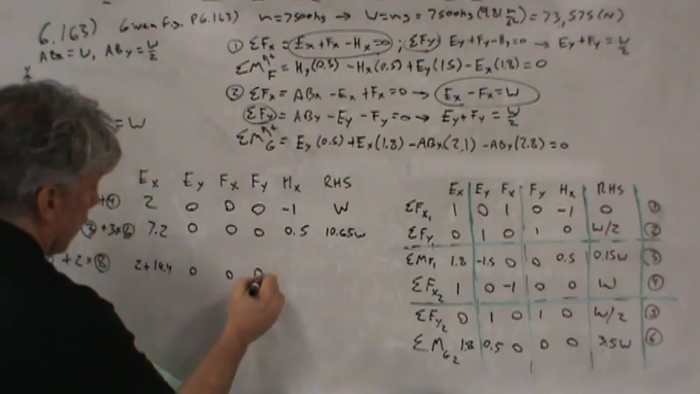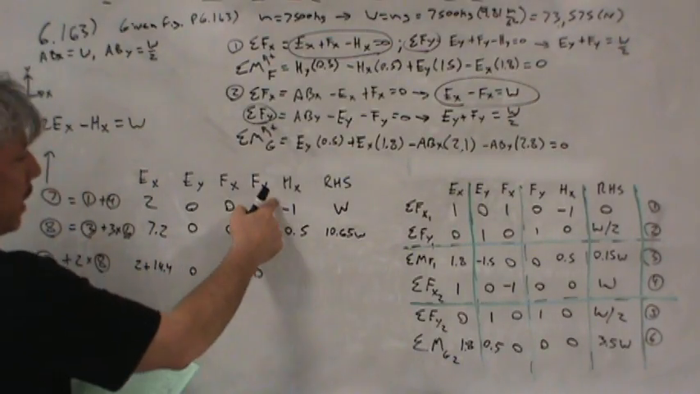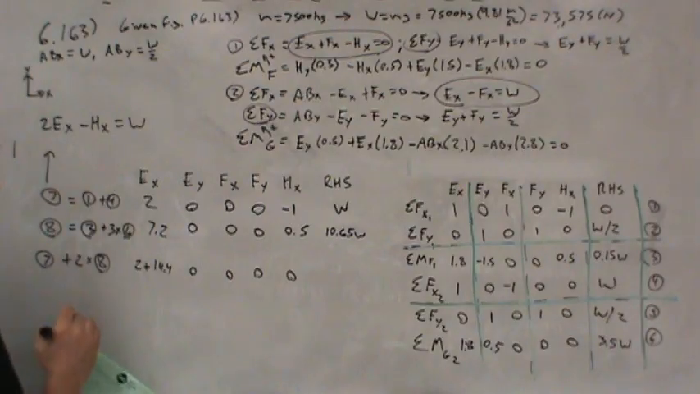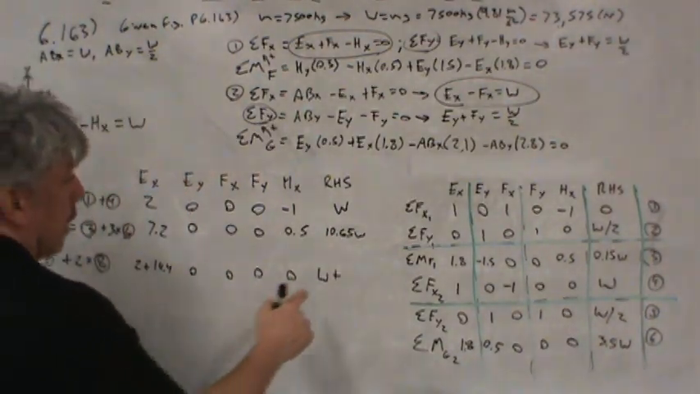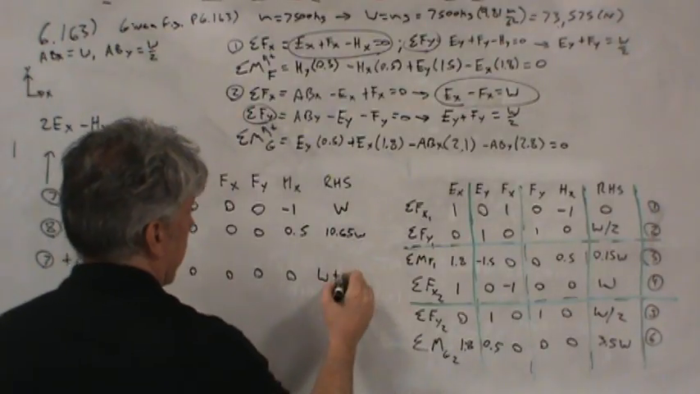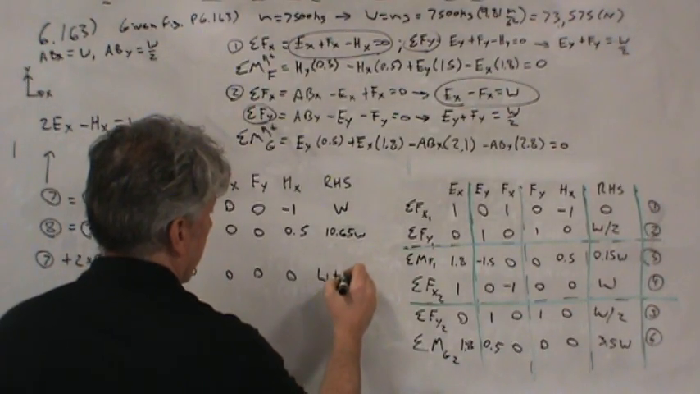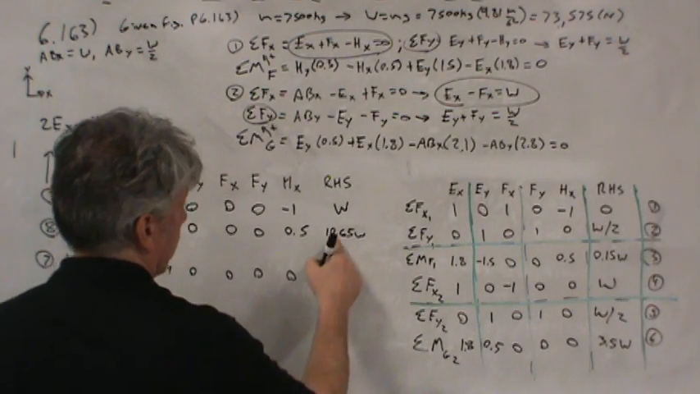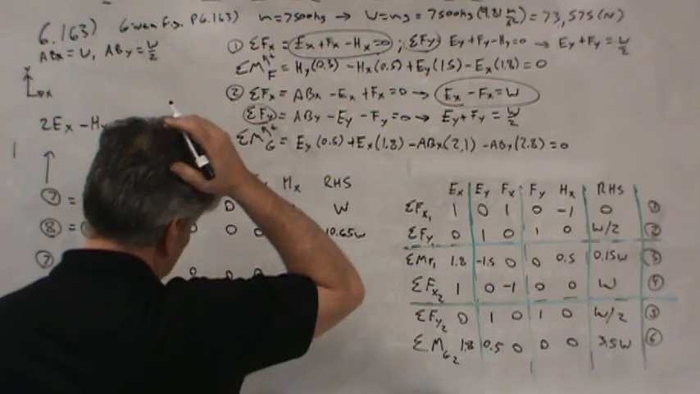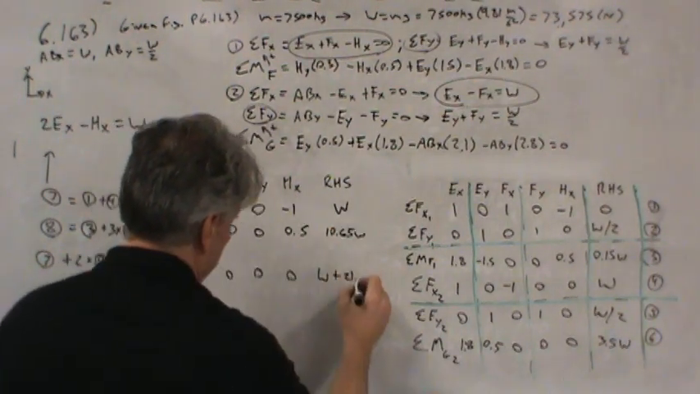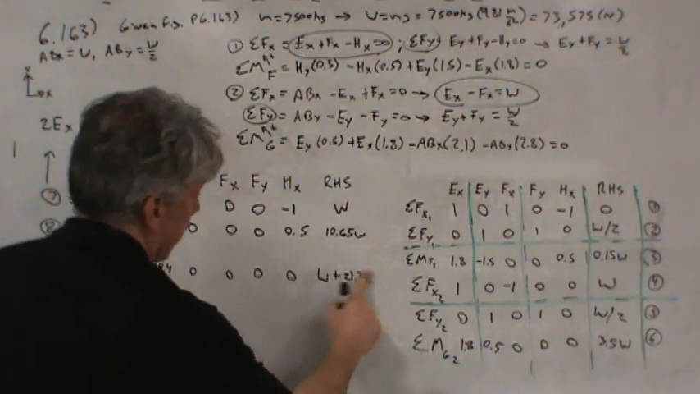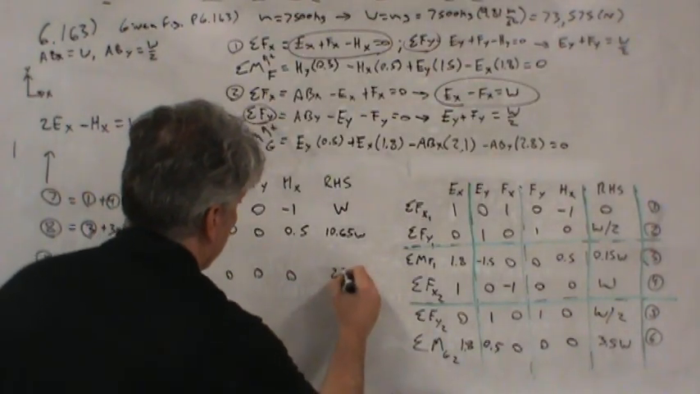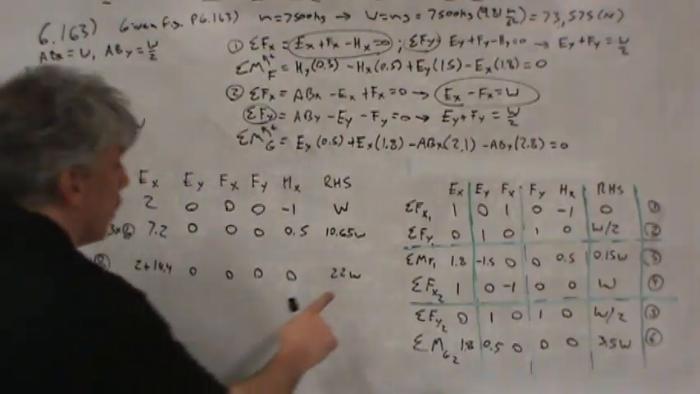0, 0, 0. 2 times 0.5 is 1. Negative 1 plus positive 1 is 0. And then I'll have W plus 2 times this. Well, what is 2 times this? Well, let's see. 6.5 and 6.5 would be what, 3 W? But W plus 21.3 W is just 22 W. Sorry, 22.3 W.